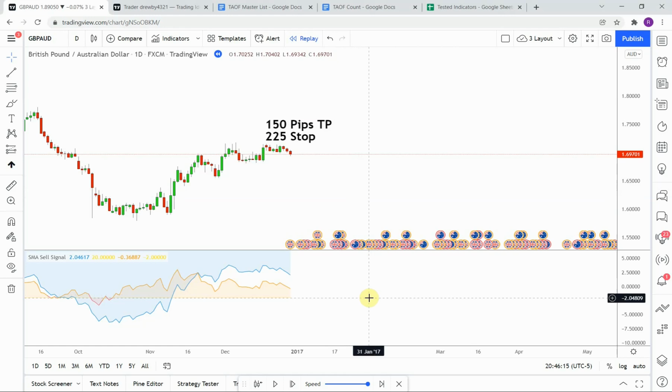Welcome back, viewers. Today we will be testing the SMA sell signal indicator.